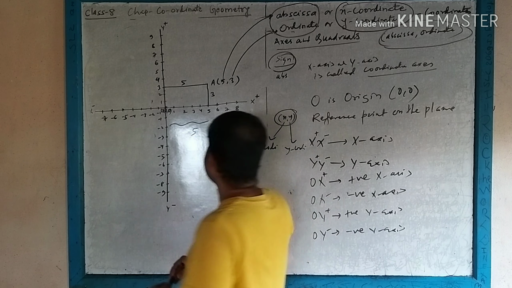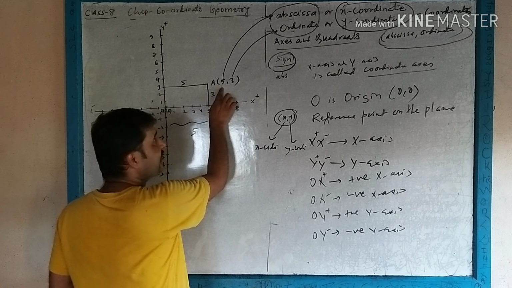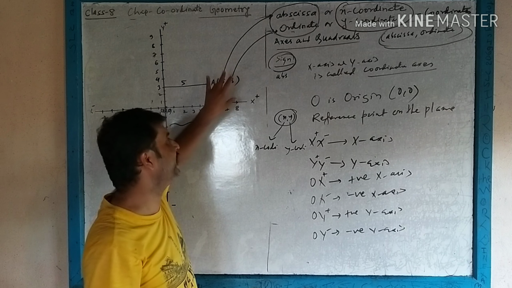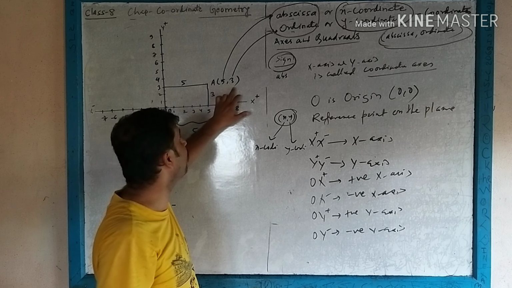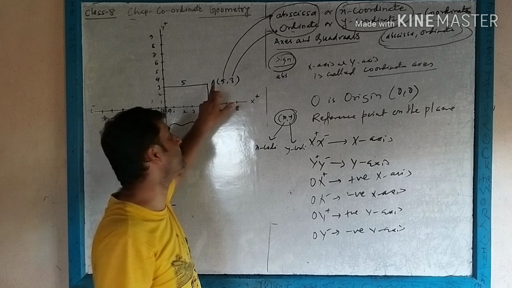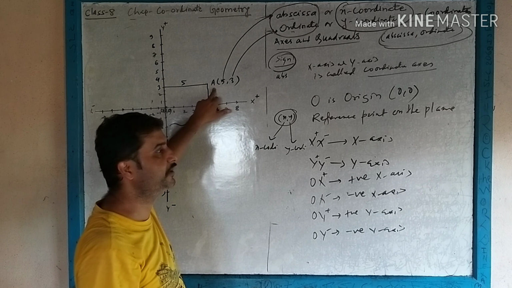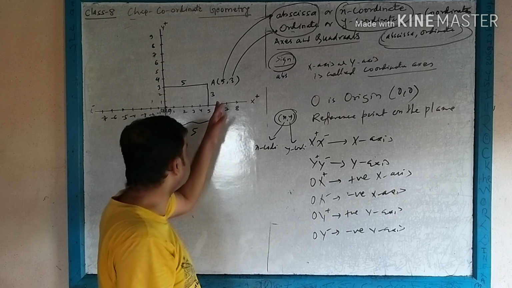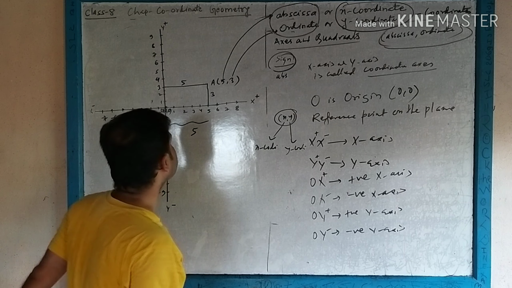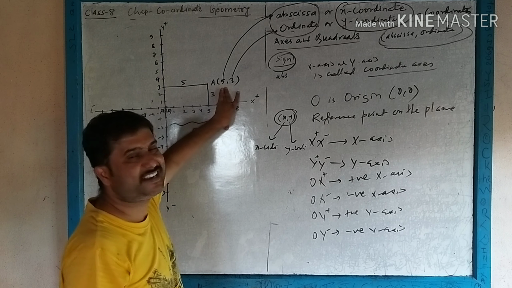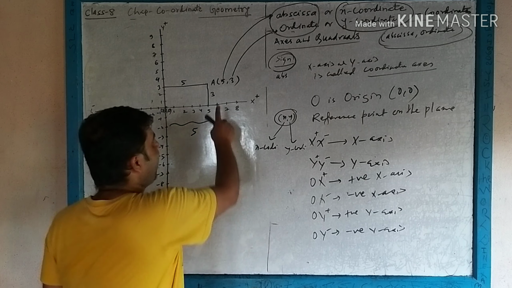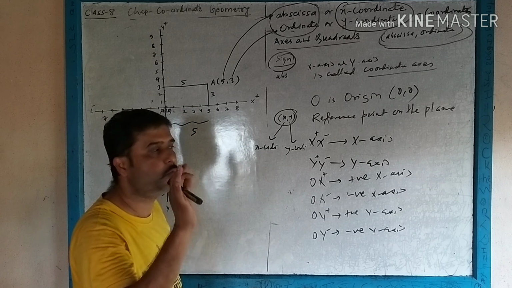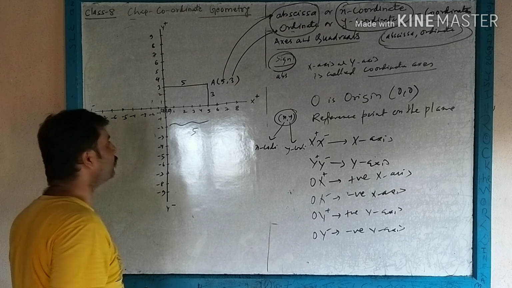5, 3 is called a coordinate. This is the abscissa, this is the ordinate, and the combination of abscissa and ordinate is called the coordinates of the point A. It gives the position of the point on the plane, where the point A is lying. The coordinates of the point are exactly 5, 3. So 5 here is the abscissa, the x coordinate, and 3 is the ordinate, the y coordinate. Now go further.